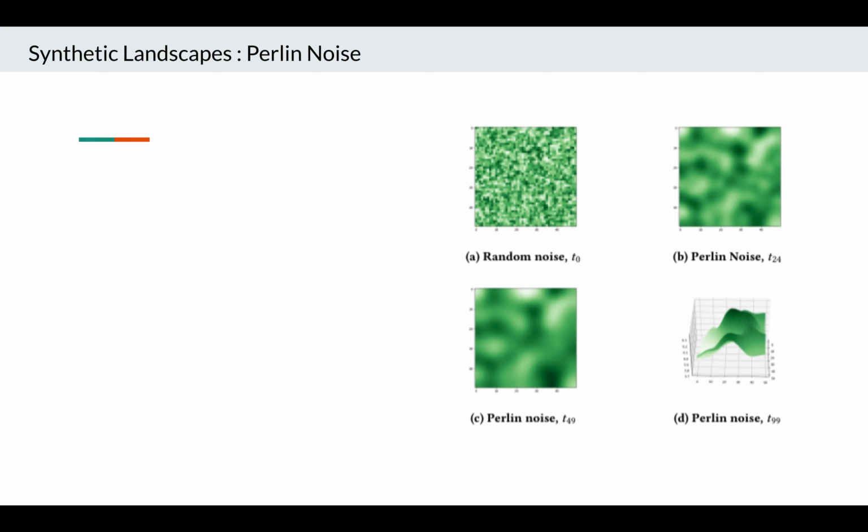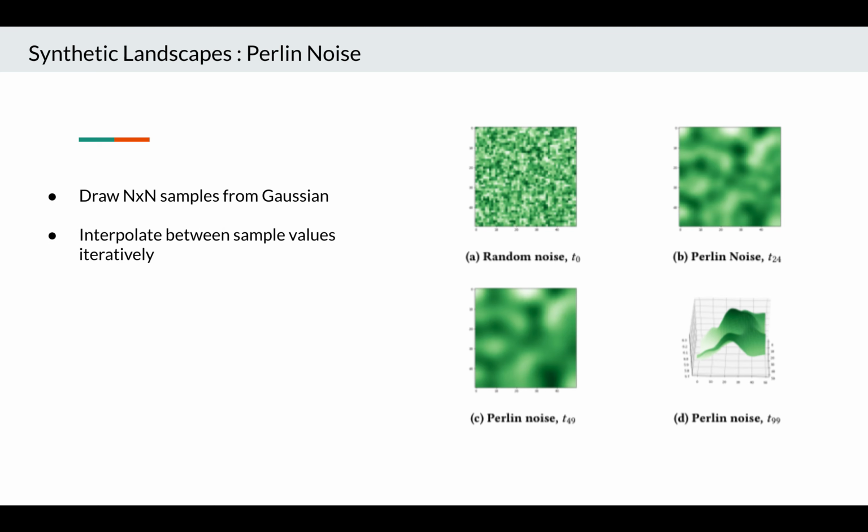To generate the synthetic landscapes, we're going to use a technique that's called Perlin noise that is actually from like the movie and entertainment industry. Each layer in the landscape is just a matrix of floating points. To generate these, we initially draw n by n samples from a Gaussian distribution, and ideally, in order for the landscapes to be realistic, we want the distribution to be pretty smooth. And so we're going to interpolate between neighboring sampled values iteratively using a quintic fade function.